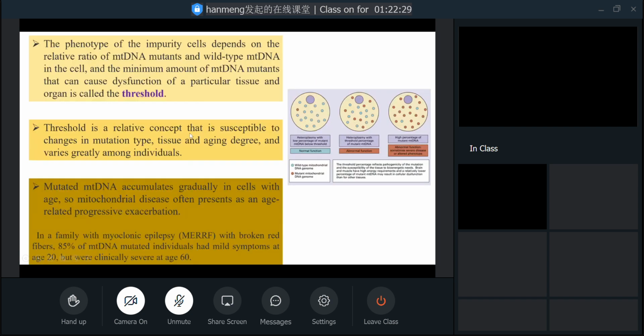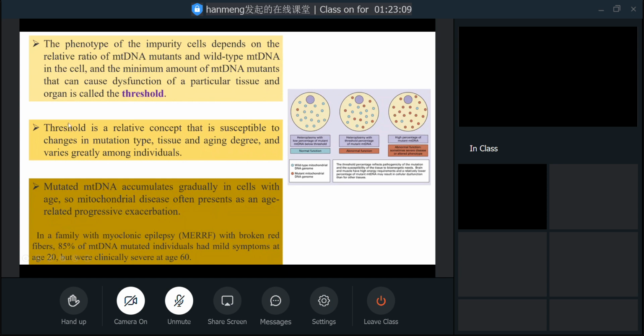So the phenotype of the impure cell depends on the relative ratio of mitochondrial DNA mutations and wild-type mitochondrial DNA in the cell, and the minimum amount of mitochondrial DNA mutants that can cause dysfunction of a particular tissue and organ is called the threshold. The threshold is a relative concept that is susceptible to changes in mutation type, tissue and aging degree, and varies greatly among individuals.